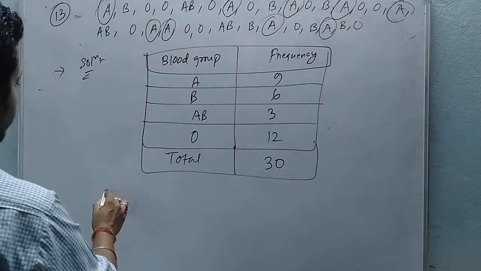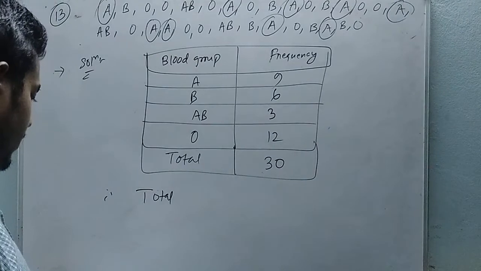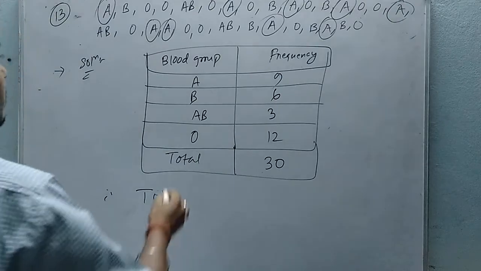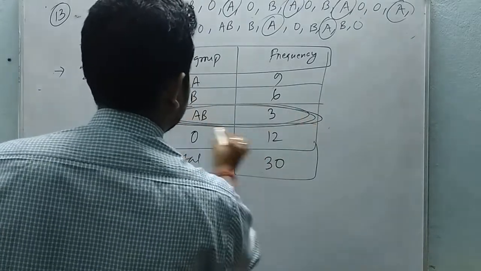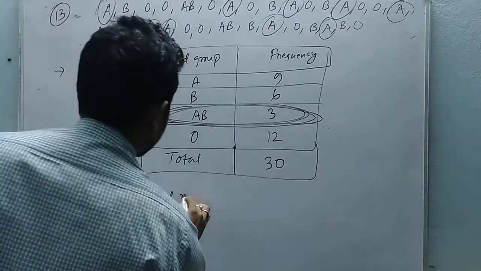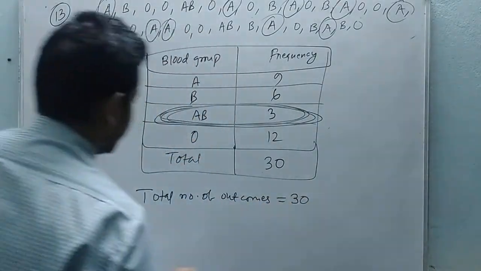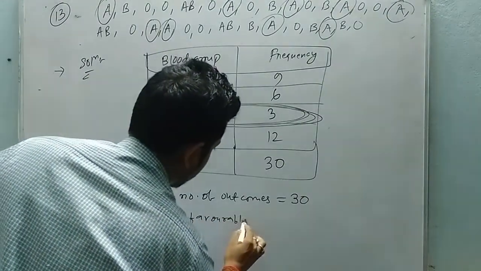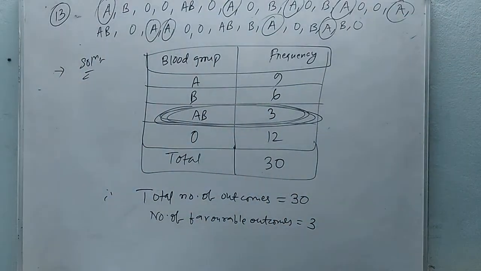Now the question is to find the probability that a student of this class selected at random has blood group AB. We need to find this value. So total number of outcomes will be 30 and number of favorable outcomes is equal to 3. Clear? Now you can find the probability.